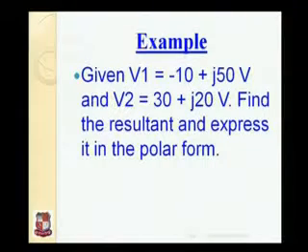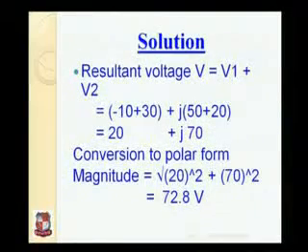Now we will solve one example. Given V1 is equal to minus 10 plus j50 volt, and V2 is equal to 30 plus j20 volt. Find the resultant and express it in the polar form. So two voltages are given to you, first is V1 and second is V2. You have to find the resultant of these two.